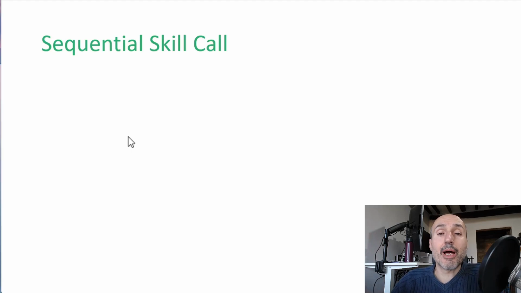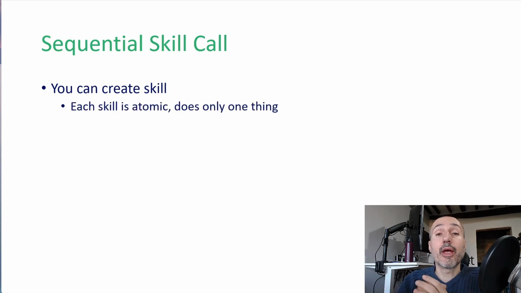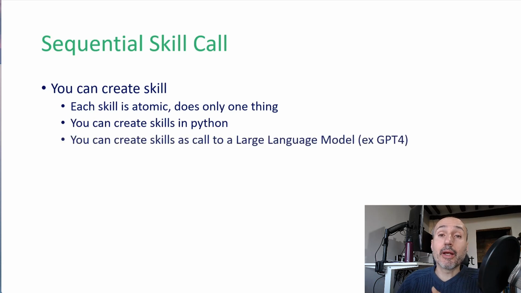And this concludes our first sample where I show you how you can use semantic kernel to obtain a sequential skill call. So basically you can create skills. A skill is an atomic piece of code or a prompt that works and executes only one thing. Okay. Now you can create skills in Python. You can create a skill as a call to a large language model. So you can create a prompt that will be passed to a large language model to obtain a response. As an example, I use GPT-4 for obtaining a summarization.